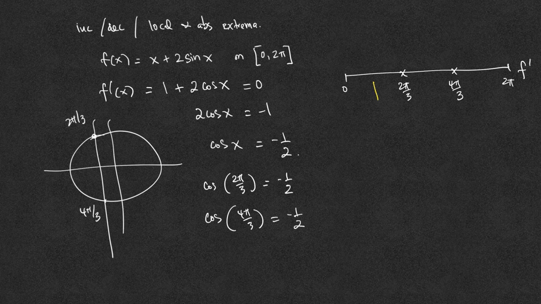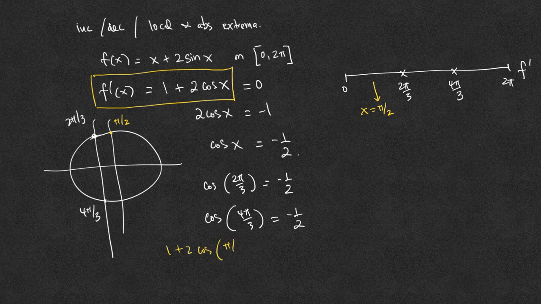For the first interval, we use x equals pi over 2. Plug this into f prime, since we're looking for the sign of the first derivative. 1 plus 2 cosine of pi over 2 is, cosine of pi over 2 is 0, and so this is 1, which is positive, and so f prime is positive on the entire subinterval.